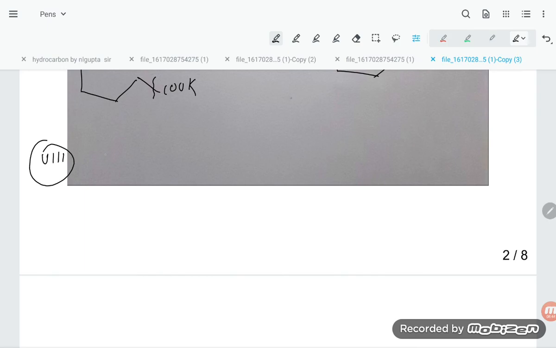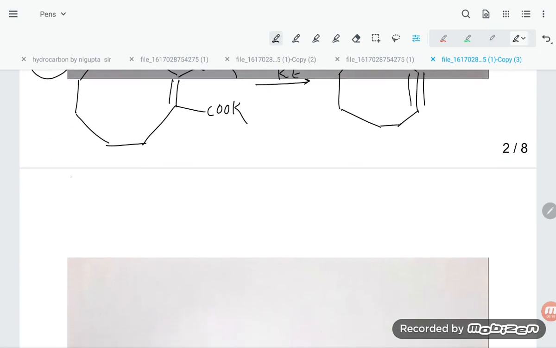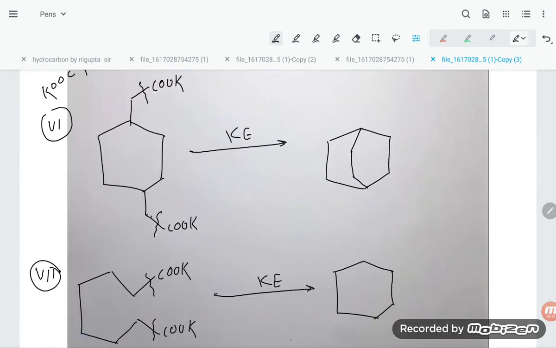So in case of 8 number, what we can do here, this type of compound is there, cyclooctane, and in the cyclooctane we are having COOK here, here is also COOK, and you are doing the Kolbe electrolysis. So this compound is going to be formed. Okay, here the triple bond is going to be formed. And the last one, let us see, students.